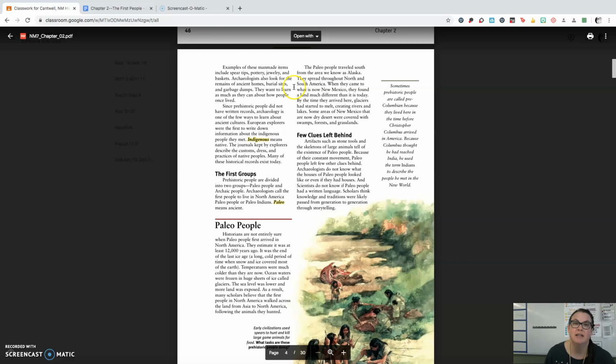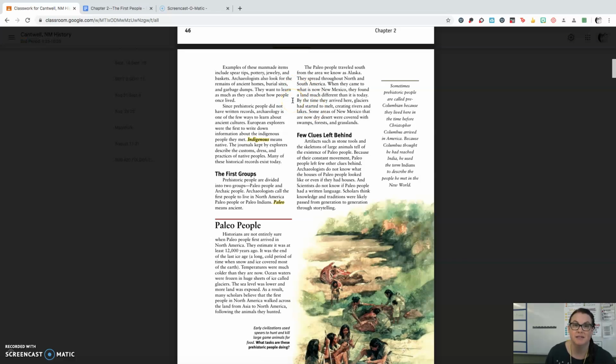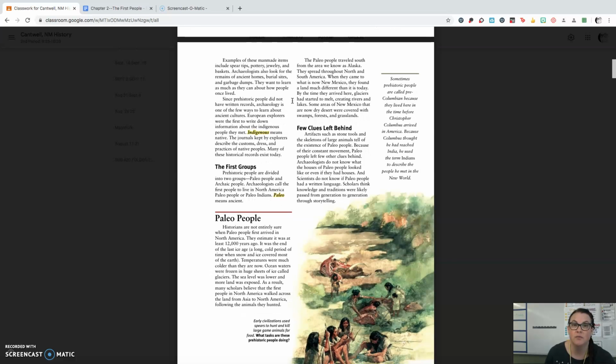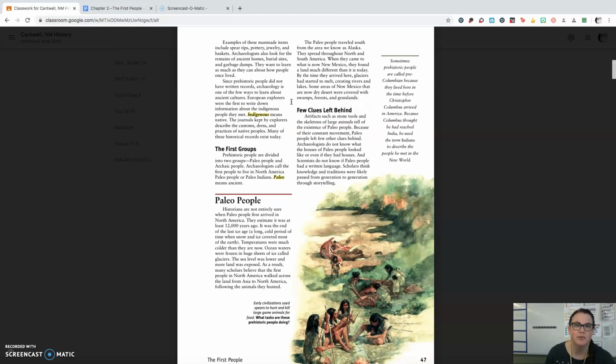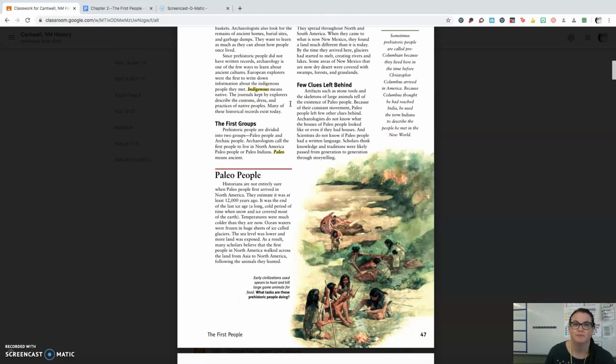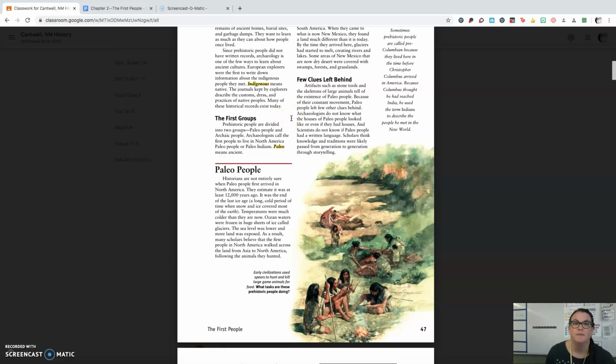Examples of these man-made items include spear tips, pottery, jewelry, and baskets. So archaeologists look for the remains of homes and burial sites and garbage dumps to see how people lived. Since prehistoric people did not have a way to write down anything and keep records, archaeology is one of the ways we can learn about cultures.